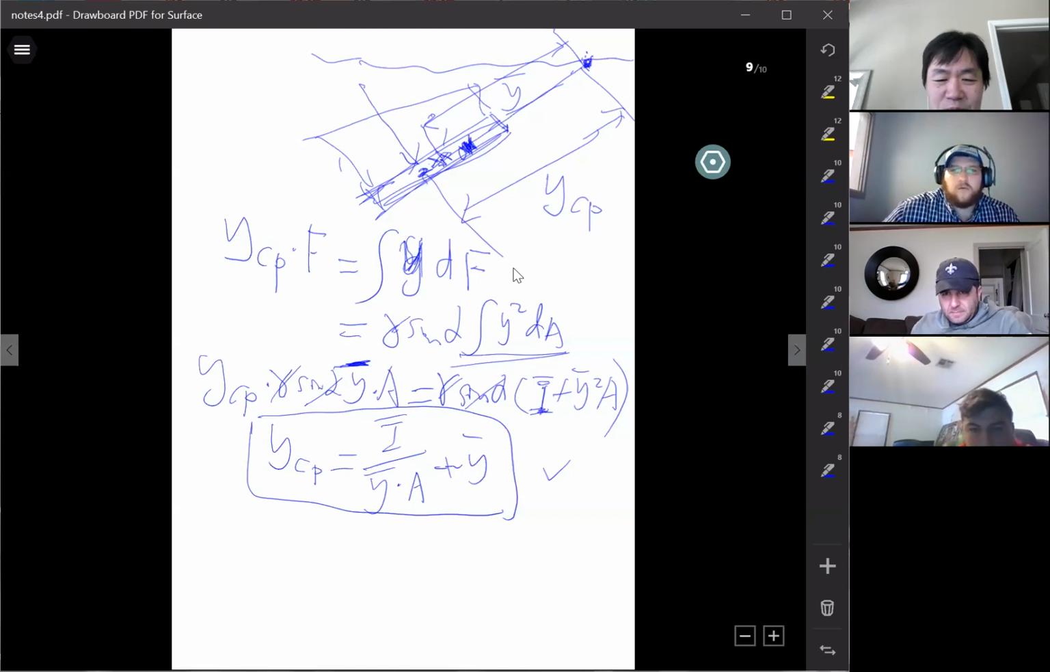So we have an equation for YCP, which is this. Y bar is the centroid location to the surface along the coordinates. A is the area, and I is the moment of inertia, right? The expression for I is in the appendix of the textbook. I think I sent you the picture of that appendix in GroupMe. I remember I did, let me double check.